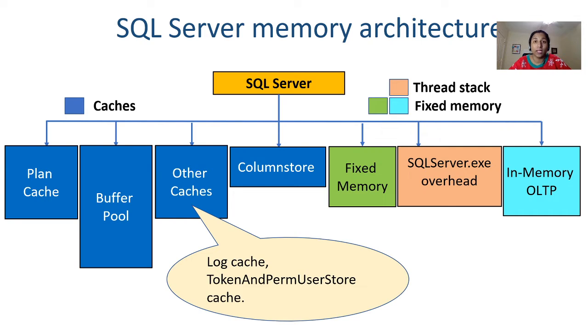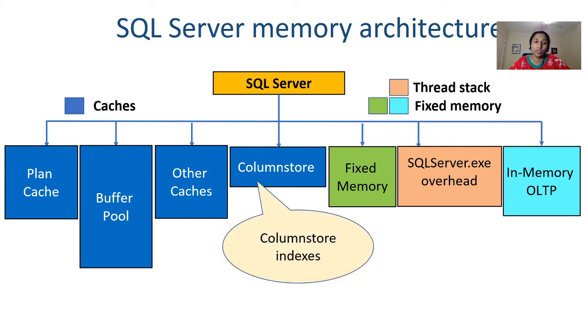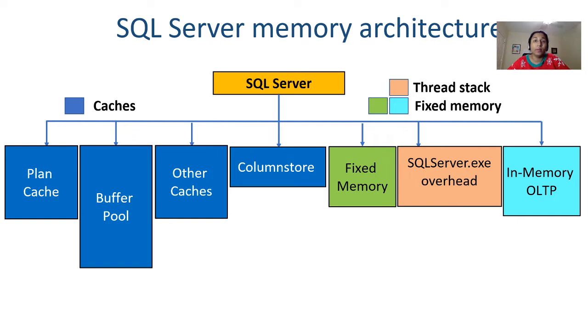There is also another type of cache known as column store cache. It will store the column store indexes in it. Now all these caches which you are seeing in the blue color are very special. Now why do I say that? Because they can be easily expanded and shrunk when there is memory pressure.